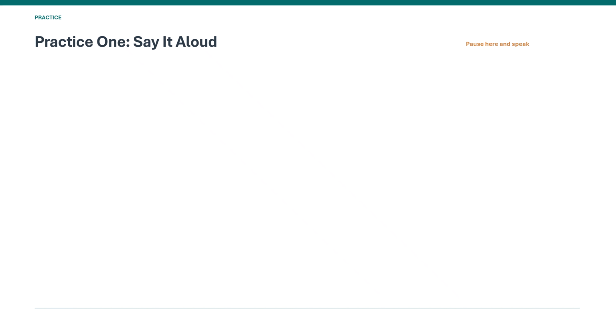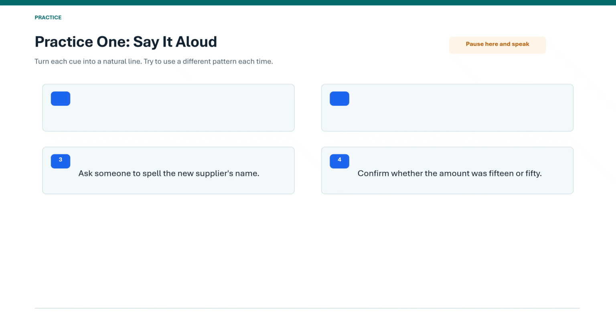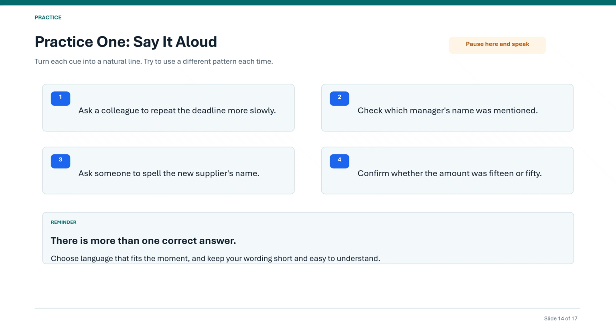This is the first speaking practice. Pause here and turn each cue into a full sentence. Try to vary the pattern instead of repeating the same phrase every time. Prompt 1. Ask a colleague to repeat the deadline more slowly. Prompt 2. Check which manager's name was mentioned. Prompt 3. Ask someone to spell the new supplier's name. Prompt 4. Confirm whether the amount was 15 or 50.